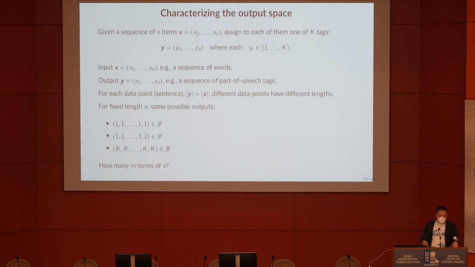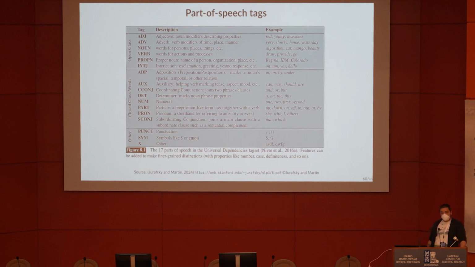So different data points can have different lengths, and we have k possible output labels. So it's like classification, but at each position, right? So how many total possible outputs are there? We have k choices for the first slot, k choices for the second slot, k choices for the last one. So that is k to the power of L in the end, where L is the sequence length. So the longer the sequence, the more possible total assignments we have.